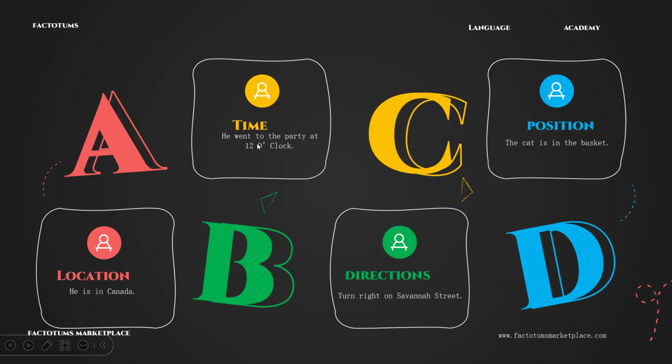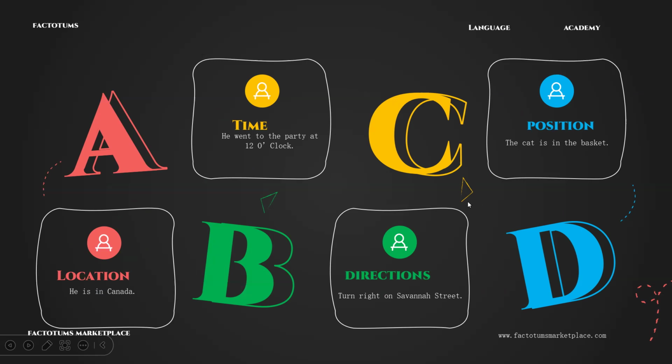It can also be used for time. He went to the party at 12 o'clock. So he went to the party at, at 12 o'clock. This is helping us to identify the time. For directions, turn right on Savannah Street. This little word right here is telling us which direction it is, or which direction to go. For position, the cat is in the basket. In this case, it's inside the basket, so we use in.